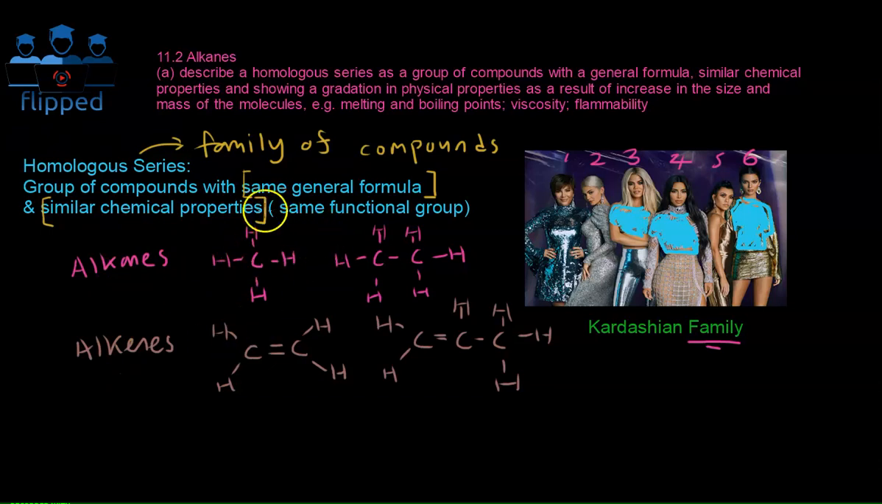But if they are in the same family, they should look similar with maybe just differing H's and C's. Okay, and that's essentially what a homologous series is. Basically, they have the same general formula, and they have similar chemical properties. That means they react with similar things to a certain extent. Okay, so hopefully that's clear for homologous series. Now we'll move on to its physical properties.